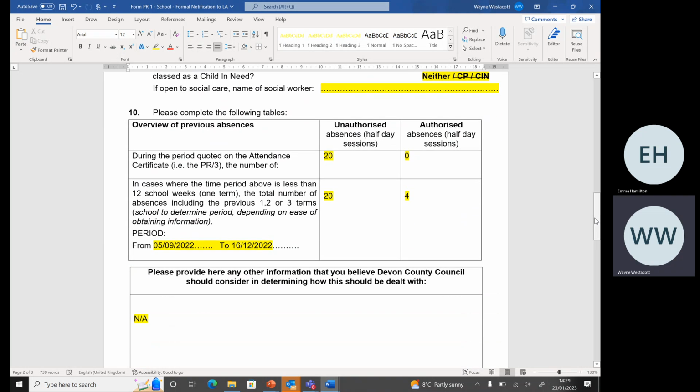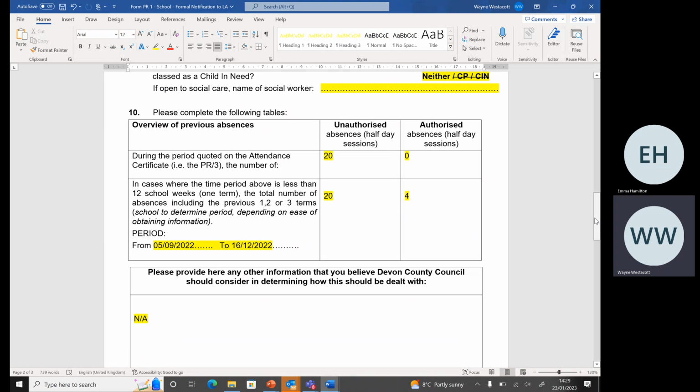Section 10 is the table. So the first part is during the period quoted on the attendance. So that should also be on your registration certificate. They're asking how many unauthorised absences the child had and how many authorised absences the child had.